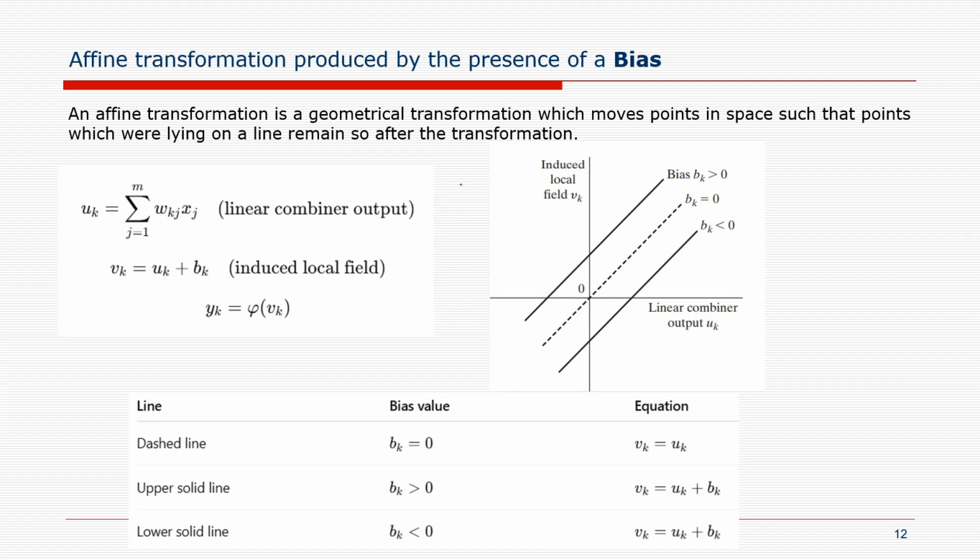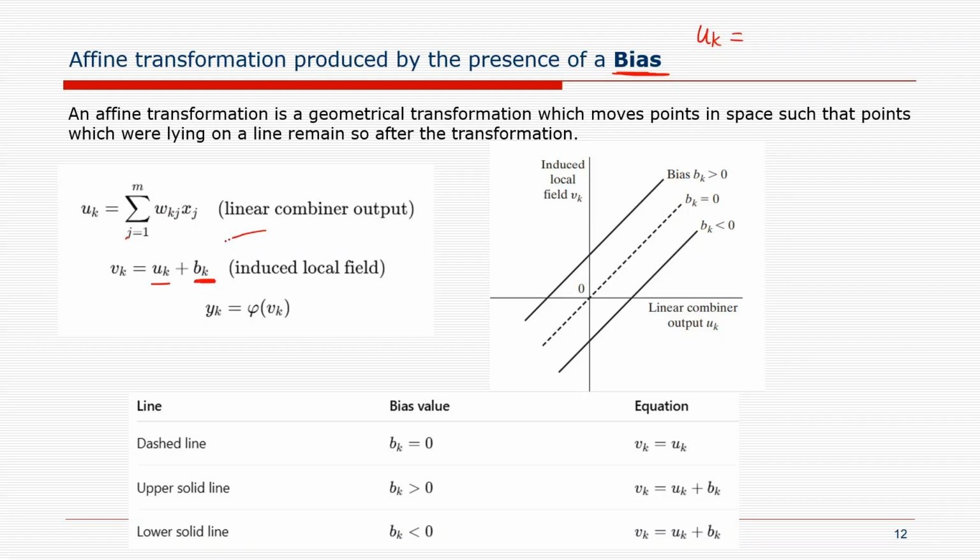We will continue with the model of the neuron. In this one, there was a bias term added. Earlier we had UK, which was a summation, where j is equal to 1 to m, of W_kj and X_j, and this bias term was being added.